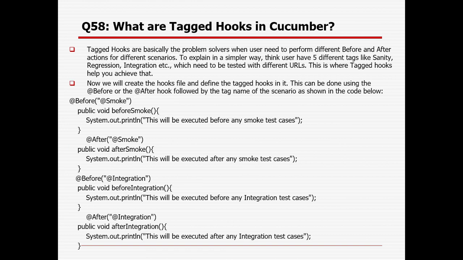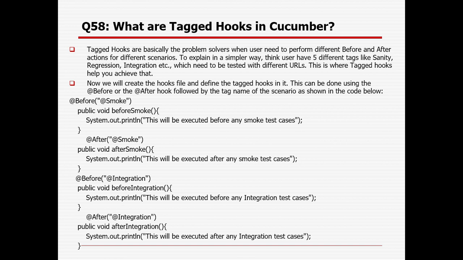What are tagged hooks in Cucumber? Tagged hooks are basically the problem solver when a user needs to perform different before and after actions for different scenarios. To explain in a simpler way, think the user has 5 different tags like sanity, regression, integration, UAT, and so on, which need to be tested with different URLs. This is where tagged hooks help the user to achieve that.